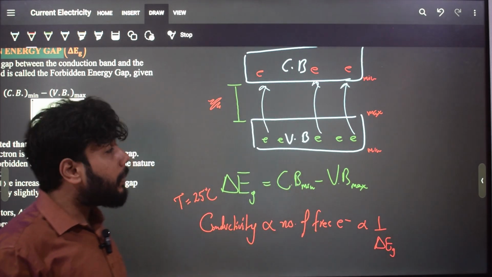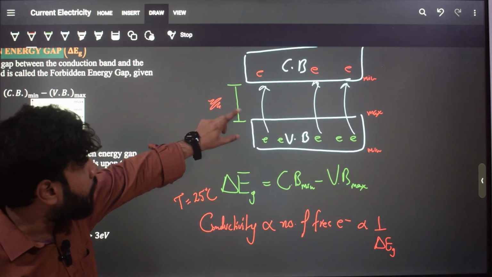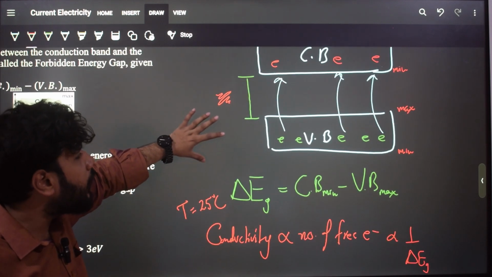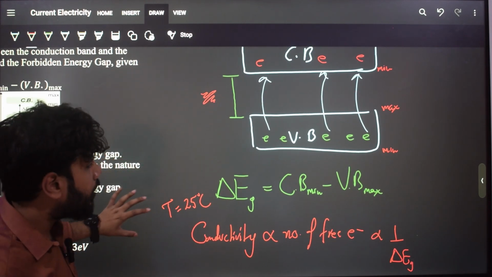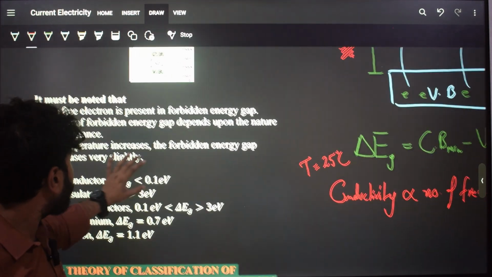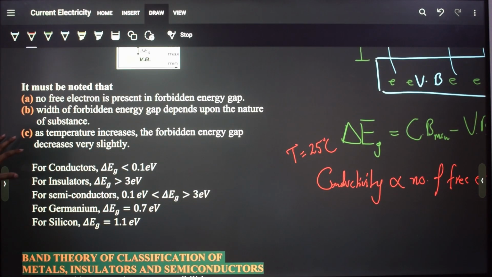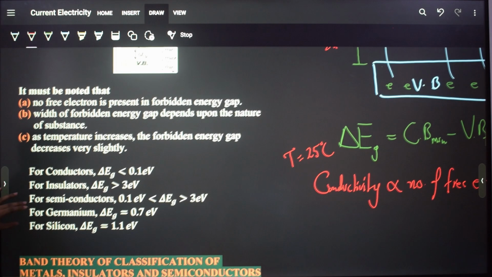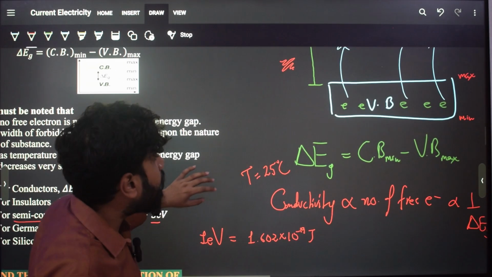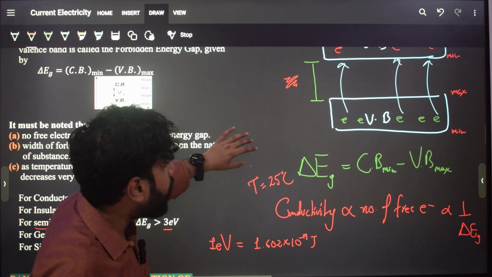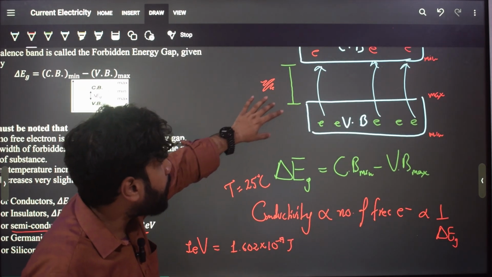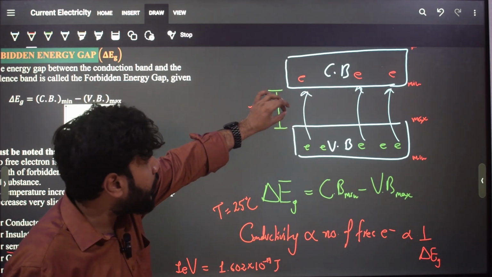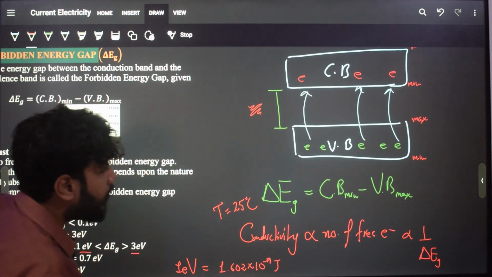The forbidden energy gap. If the forbidden energy gap is small, electrons can easily jump from valence to conduction band, and they can cause more conduction. But if the gap is large enough, they won't be a good conductor, and the conductivity will not be high. That's why the definitions of conductor, insulator and semiconductor are arranged in these terms. Conductivity in any material depends on the number of electrons, and that depends on how easily they can jump from valence to conduction band, and they can easily jump only when the gap is very small.